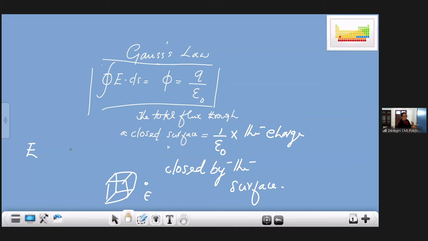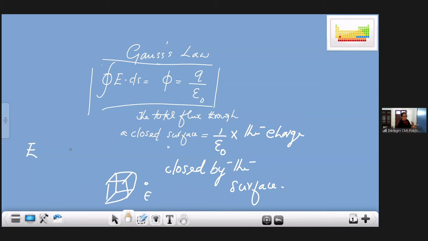This I already got this value. Then divide by ds, I get E. So to get electric field, it is enough to know electric flux. Electric flux I can easily calculate using Gauss's law. So this is actually for charged bodies. We can use Gauss's law.